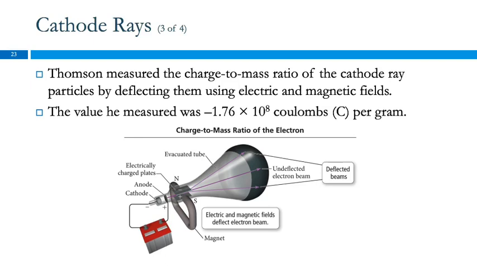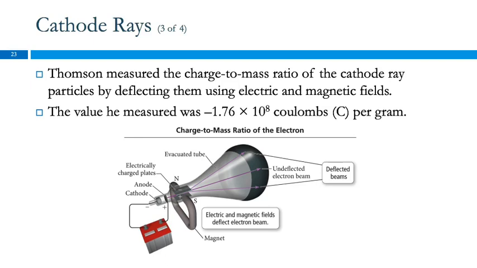So Thomson was able to measure the charge to mass ratio of those cathode ray particles using electric and magnetic fields to deflect that beam. The beam travels in a straight line, but you can apply electric and magnetic fields and cause the beam to bend. You bend it to the right, you can bend it to the left. So here he's doing it in an evacuated tube, and you can see where it hits at the end.